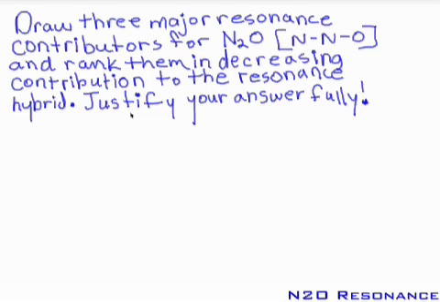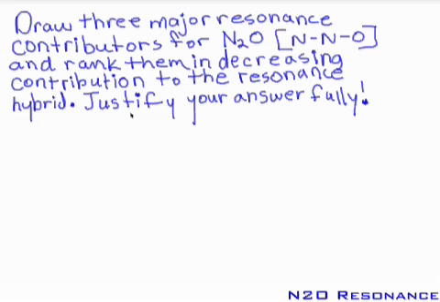In today's homework problem, you were asked to draw three major resonance contributors for the molecule N2O. The linkage pattern is shown here, and you were tasked to rank them in decreasing contribution to the resonance hybrid. You were asked to justify your answer fully.